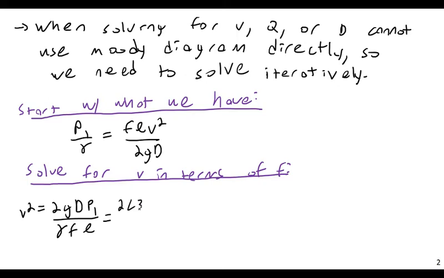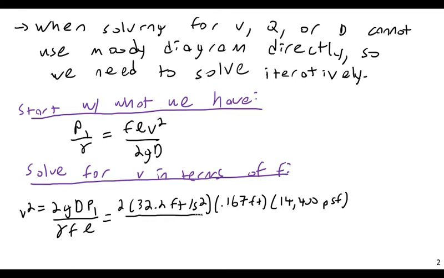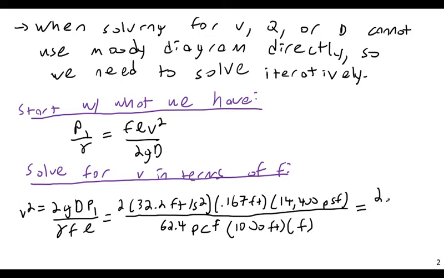and this is 2 times 32.2 feet per second squared, times the diameter of 0.167 feet. That's just 2 inches converted to feet, times 14,400 pounds per square foot, divided by a gamma of, our standard gamma of water for English units, 62.4 pounds per cubic foot, times 1,000 feet times our unknown friction factor F. And this then comes to 2.48 over F.